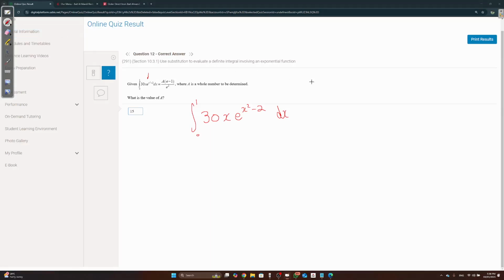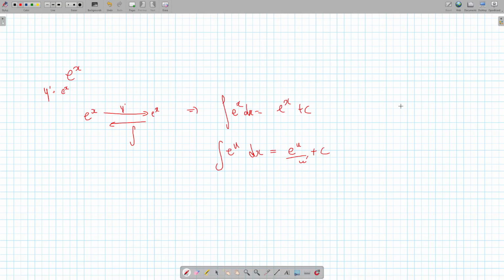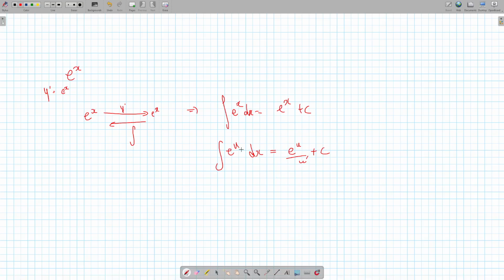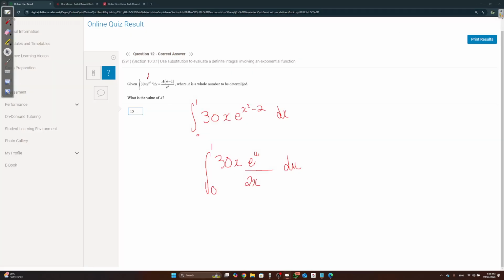Honestly, I hate using the rule because, especially in cases like these, you can't really work with it. You can do it like, look, you can rewrite this as 30x e^u over 2x du, from 0 to 1. This works. This is basically using the rule e to the power of u over u prime. But instead of taking it out, I kept it inside. Why? Because you see this x here? It's annoying. I want to cancel it out.